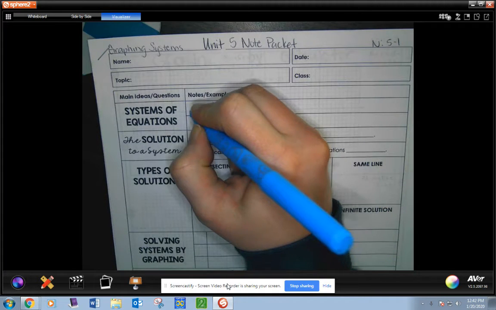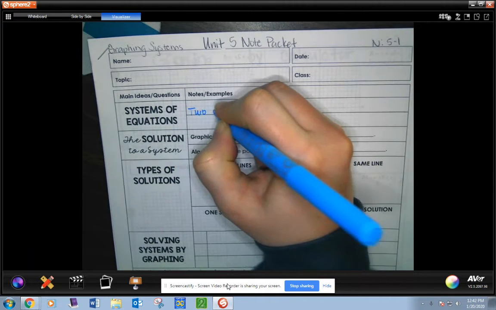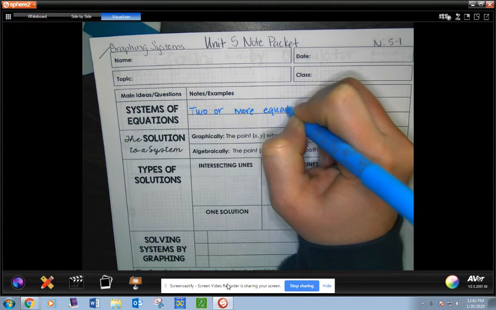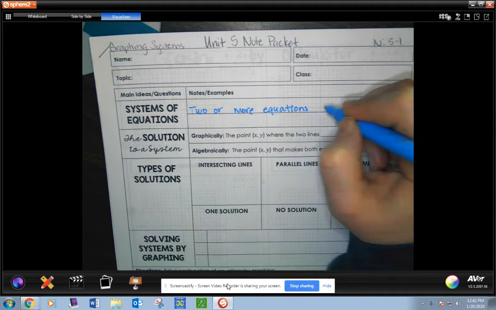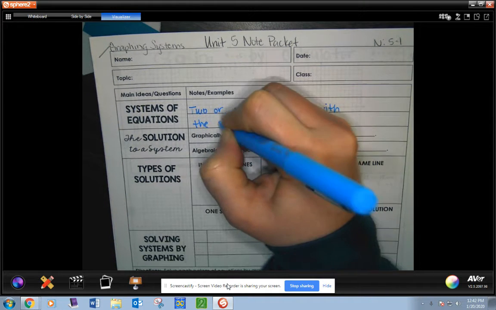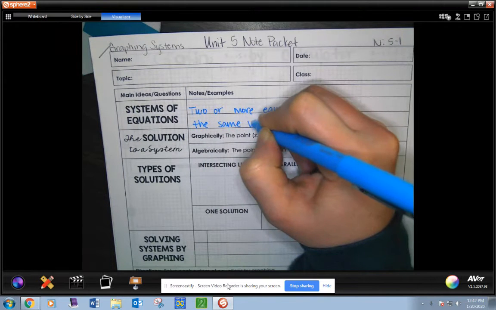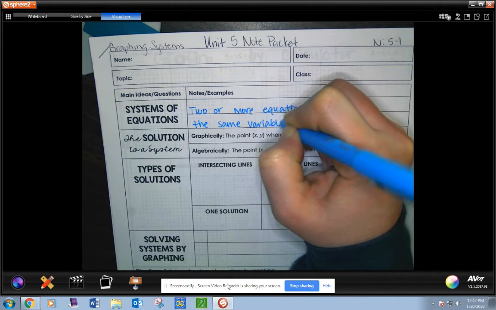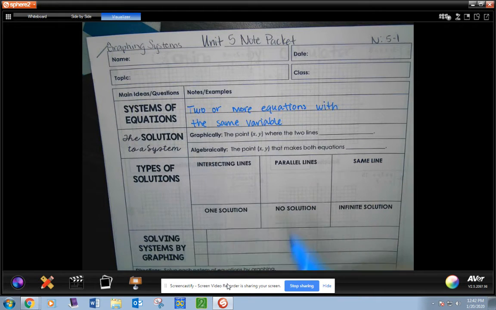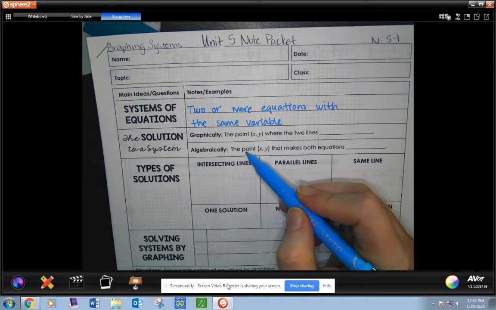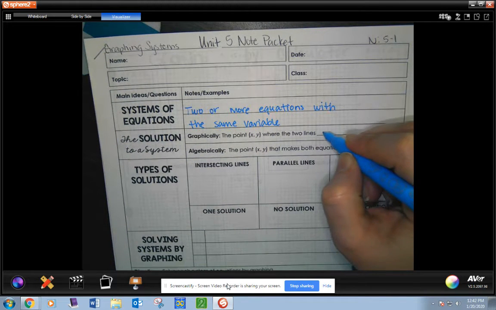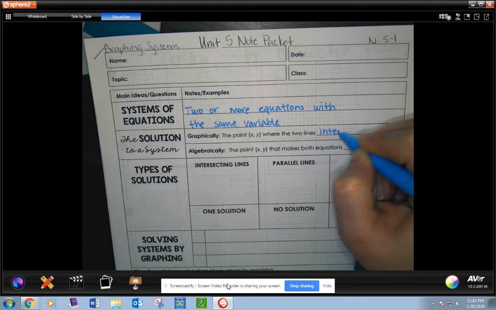A system of equations is just two or more equations with the same variable. Okay, now there are two types of solutions. We're going to be working graphically for 2 days, and then we'll move over to algebraically, but you need to know both. Graphically is the point x, y where the two lines intersect.